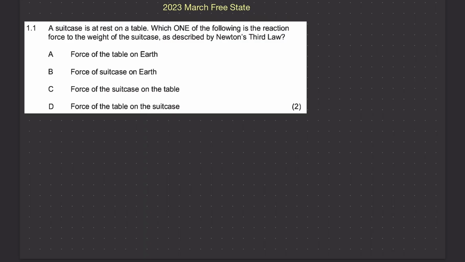So when we think about Newton's third law, we are thinking about action-reaction pairs. Right? And these objects are often in contact with each other. So we have to draw just a little table with a suitcase on top of it. The weight of the suitcase is causing the suitcase to exert a downward force on the table. Right? So the reaction force, let me just write it down.